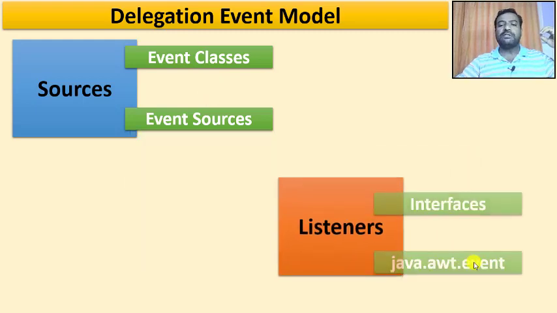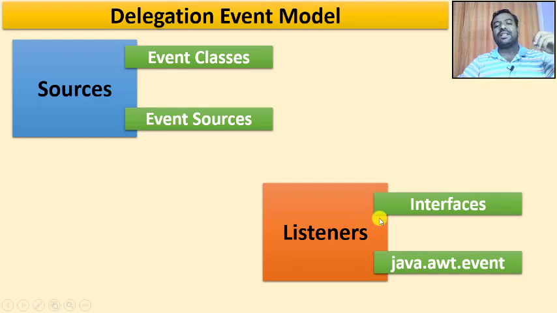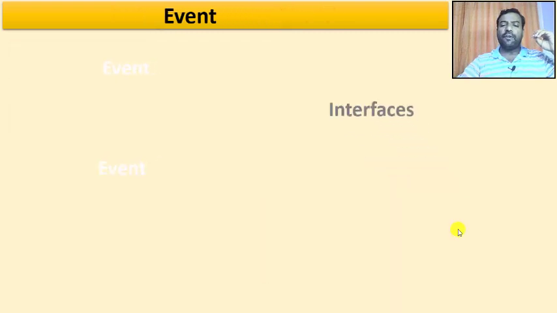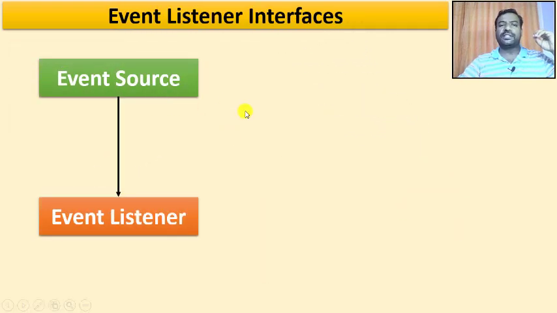Once the event arrives, the listener is going to make use of the interfaces. We can say the source is all about the event classes and the listener is all about the event interfaces, which are stored in the package java.awt.event.